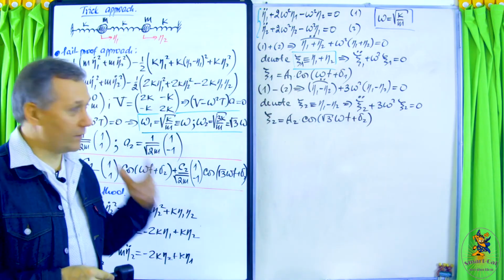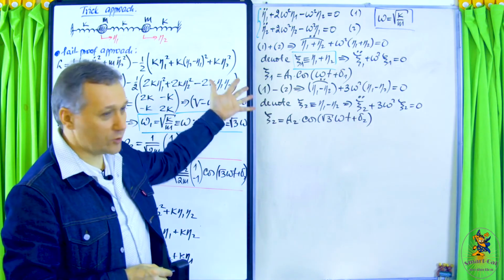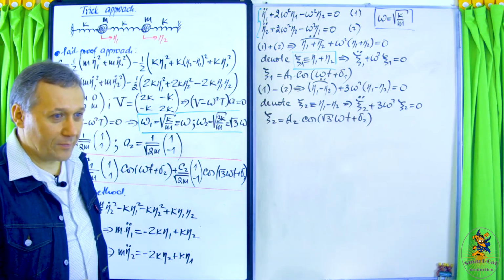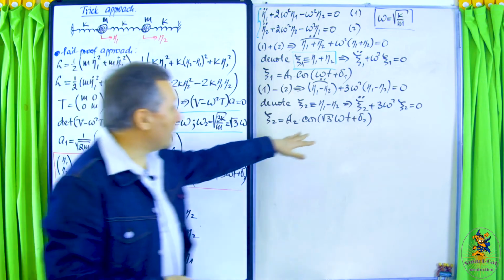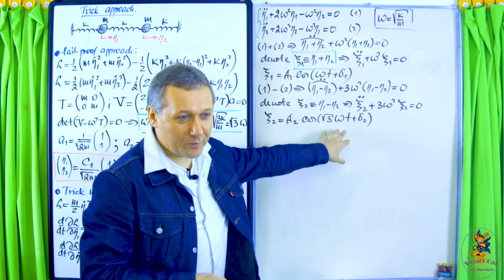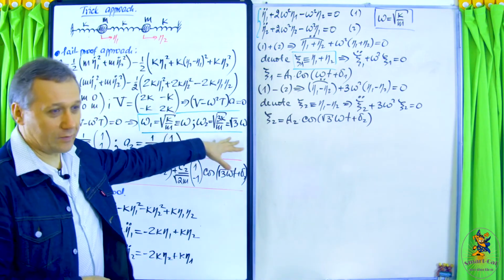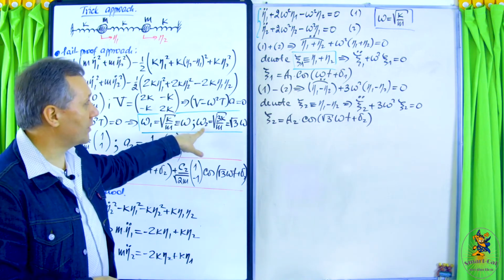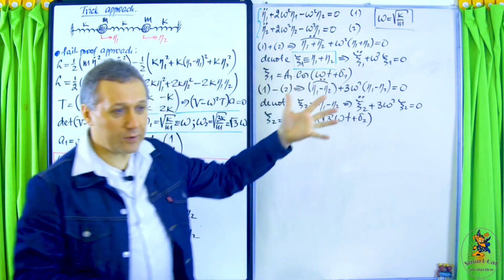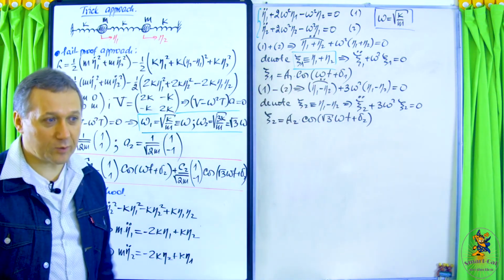Okay, so now we have two solutions in terms of psi 1 and psi 2, right? And psi 2 oscillates only with the frequency of the second mode, omega 2, and psi 1 with the frequency omega 1. So yeah, these are normal coordinates.